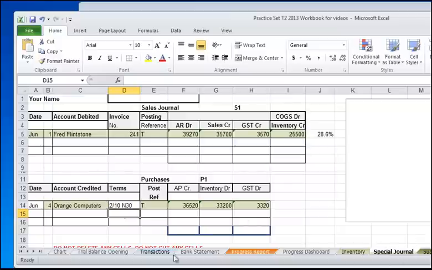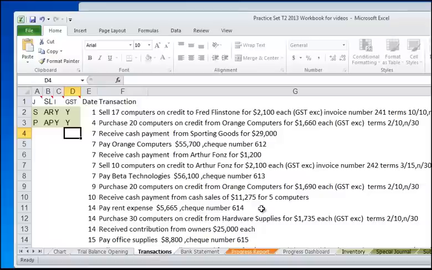Let's look at our third transaction. Third transaction, we receive cash payment from Sporting Goods. So which journal does this go in? Well, it goes in our cash receipts. We've received a cash payment, our bank account's going to increase, so we've received cash.